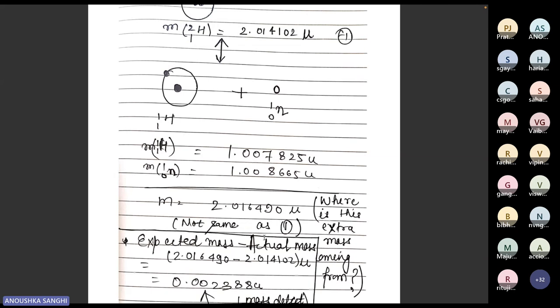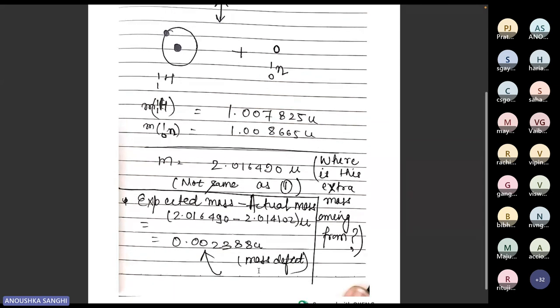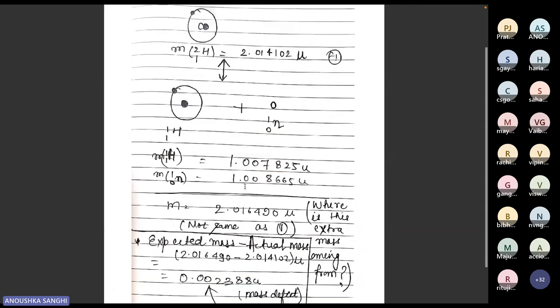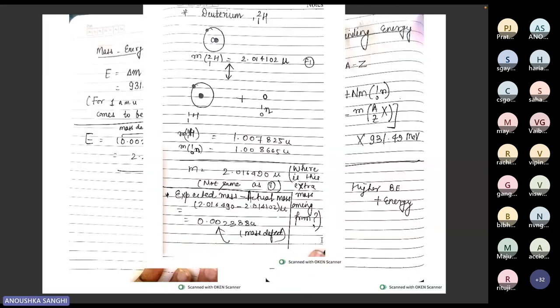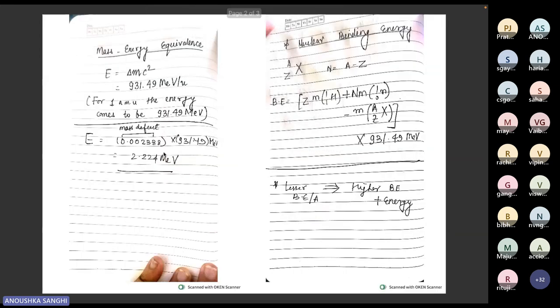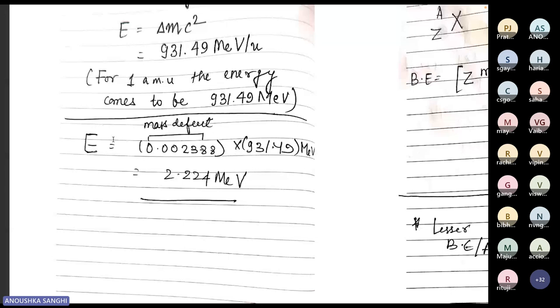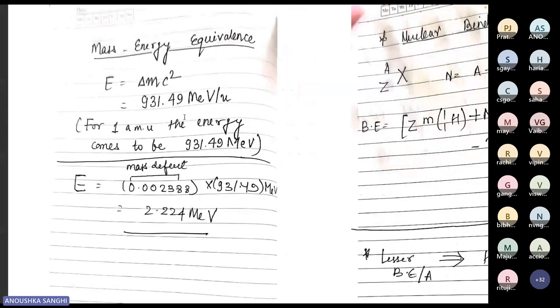Here we define a new concept, which is known as the mass defect, which is defined as the difference of the expected mass and the actual mass. So suppose this is the value we are getting if we consider this particular example, then this is the mass defect. And now there is a very important formula by Einstein, the mass energy equivalence, which explains how mass and energy can be converted.